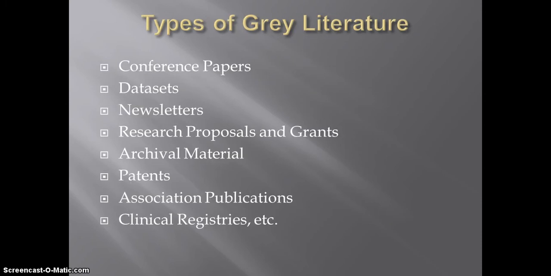Within a lot of these sites, the various types of literature you can find are conference papers, data sets, tables, newsletters, archival materials, patents, registries. Almost anything you look at on the internet from a non-commercial organization is gray literature.